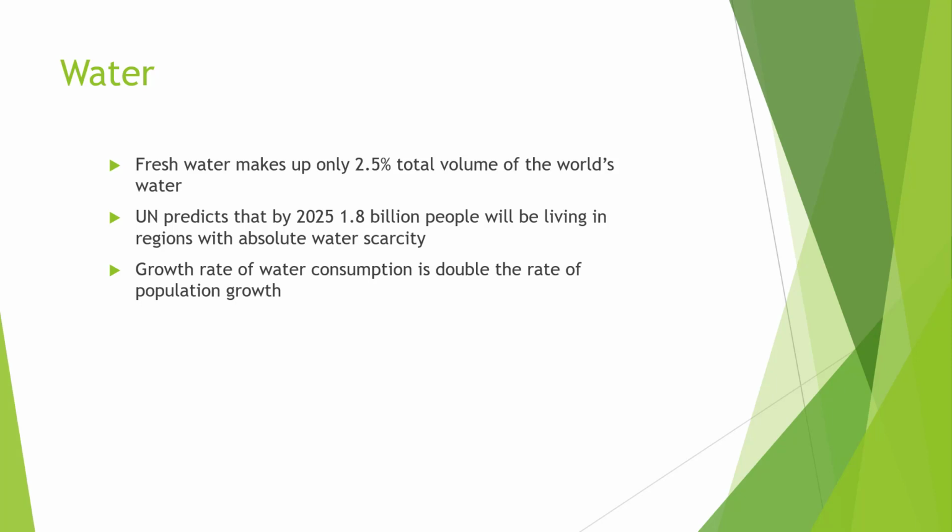And then water. Fresh water makes up about 2.5% of the total volume of the world's water. That's your freshwater lakes and streams. The UN predicts by 2025, 1.8 billion people will be living in regions with absolute water scarcity. We talked about that in one of our earlier classes, the water issue and the water being scarce in some countries. But the growth rate of water consumption is double the rate of population growth.